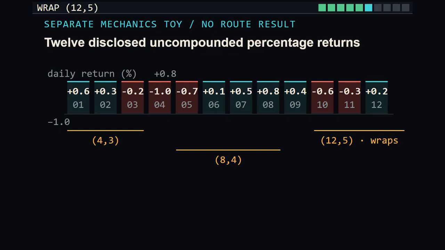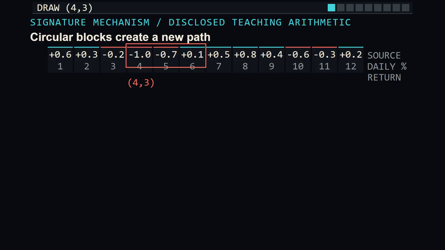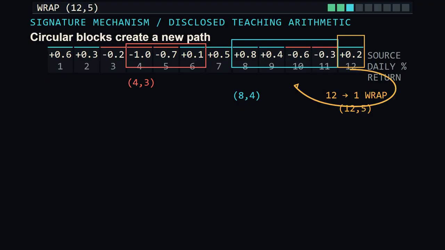Block 4-3 gives minus 1.0, minus 0.7, plus 0.1. Block 8-4 gives plus 0.8, plus 0.4, minus 0.6, minus 0.3. Block 12-5 gives plus 0.2, then wraps to plus 0.6, plus 0.3, minus 0.2, minus 1.0. The stitched 12 observation tape sums, uncompounded, to minus 1.4 percentage points. It is illustrative arithmetic, not a market sample, strategy result, or forecast.